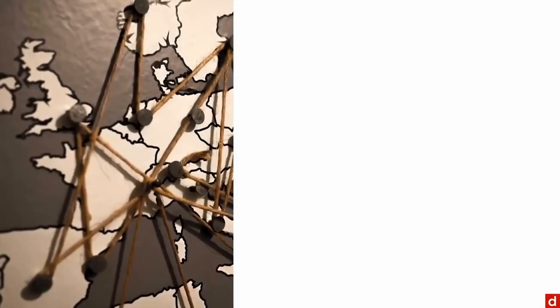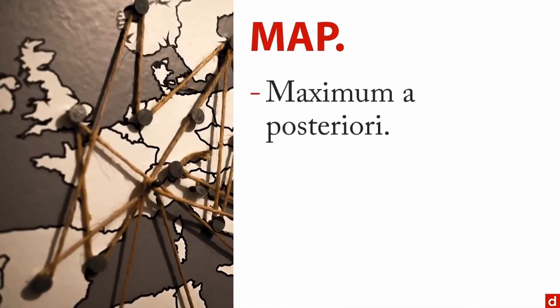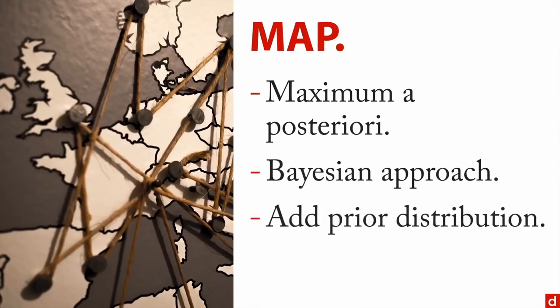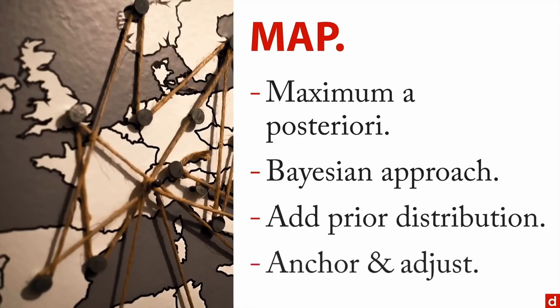The third approach that's pretty common is something called MAP, for maximum a posteriori. This is a Bayesian approach to parameter estimation. And what it does is it adds the prior distribution and then it goes through sort of an anchoring and adjusting process. What happens, by the way, is that stronger prior estimates exert more influence on the estimate. And that might mean, for instance, a larger sample or more extreme values. And those have a greater influence on the posterior estimate of the parameters.